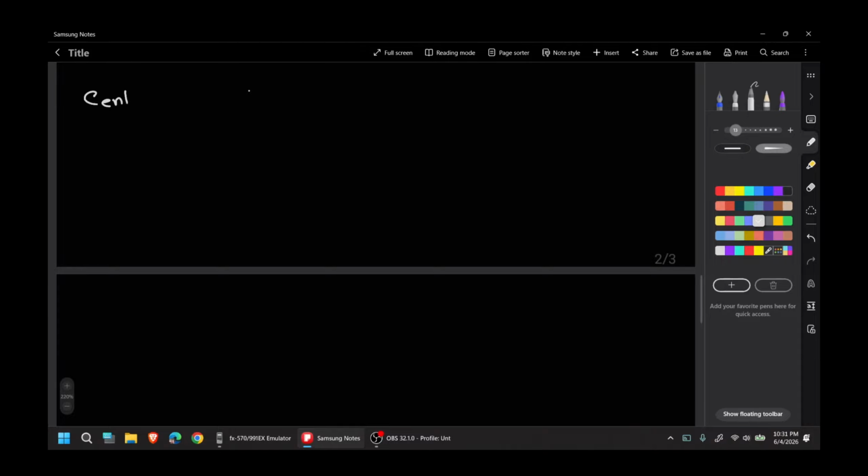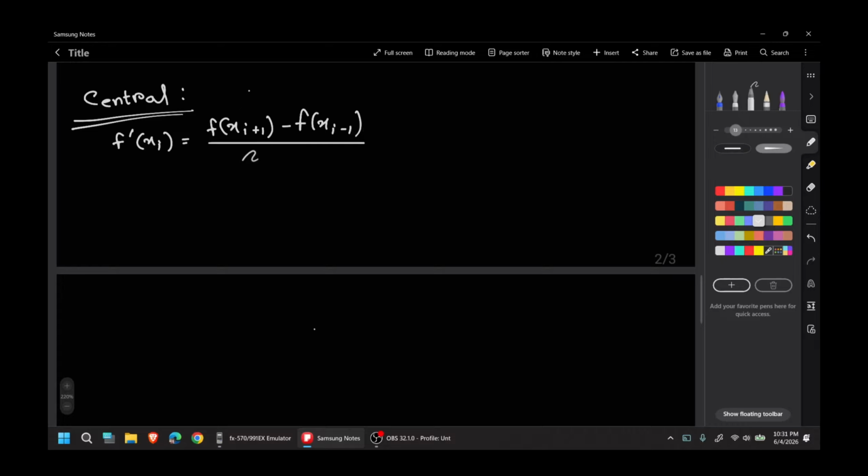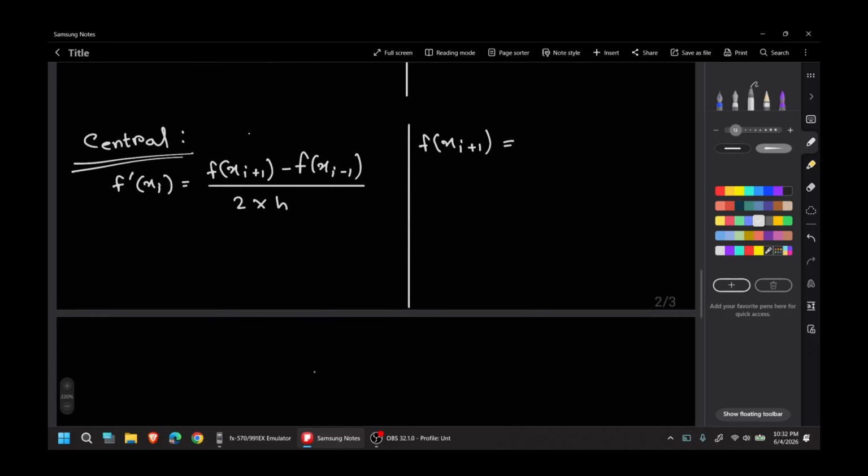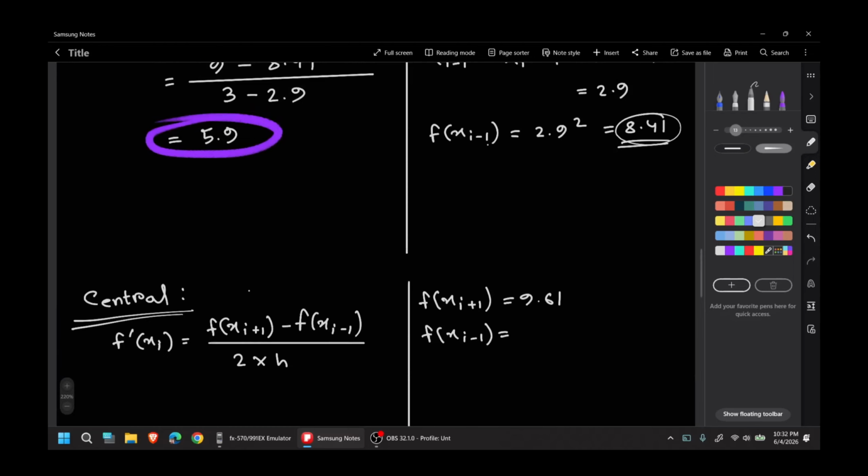Now for the central difference. The formula of central difference is f prime xi equals f of xi plus 1 minus f of xi minus 1 divided by 2 into h. We know f of xi plus 1 is 9.61 and f of xi minus 1 is 8.41.